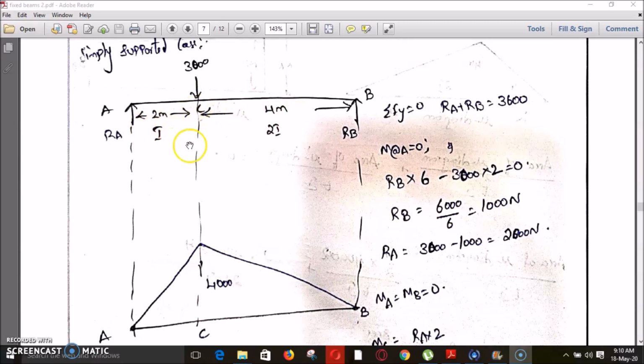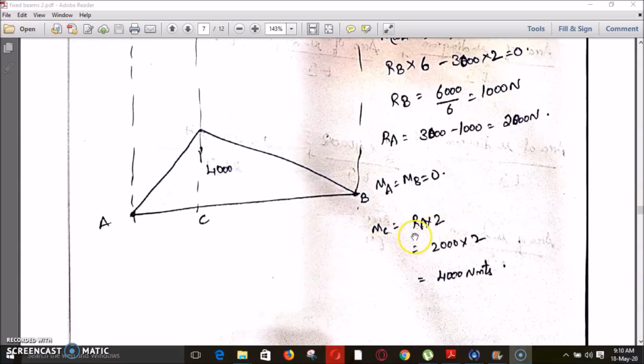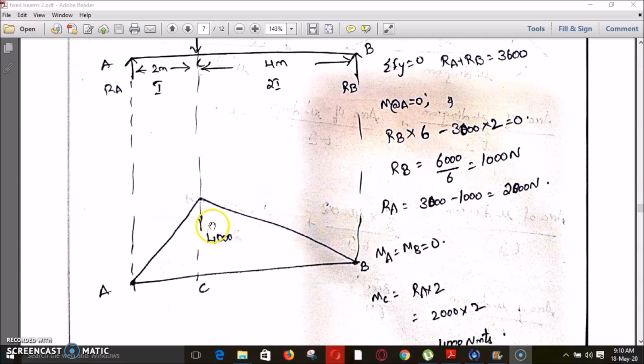The forces on the left side of the section are only RA. So the moment due to this RA will be RA into 2 and it will be positive since it is a clockwise moment acting on the left side. So RA into 2 is my moment at C. RA value is 2000, so moment at C is 2000 into 2, that is 4000 newton meters. Now by marking this 4000 and joining with straight lines, we get the bending moment of the simply supported case as a triangular shape of height 4000. So this is the simply supported case, which is the mu diagram.